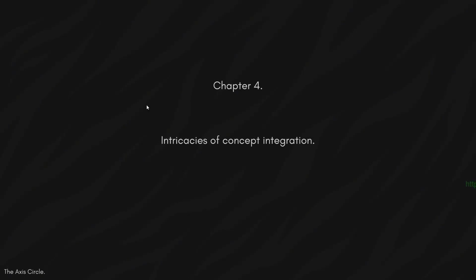Hello everyone, welcome to chapter 4 of the Access Cycle. In this chapter, we will be going over the intricacies and the details of integrating different concepts with each other separately.